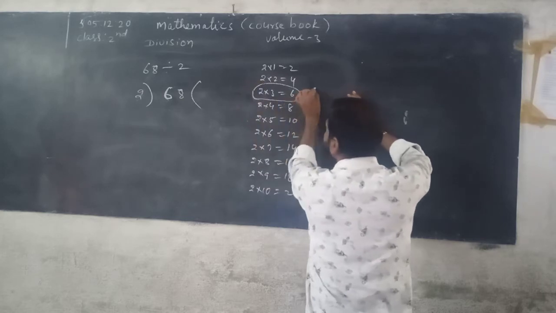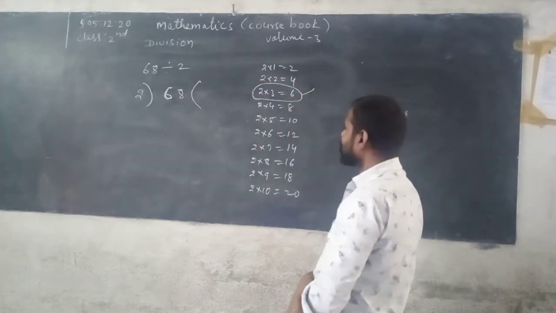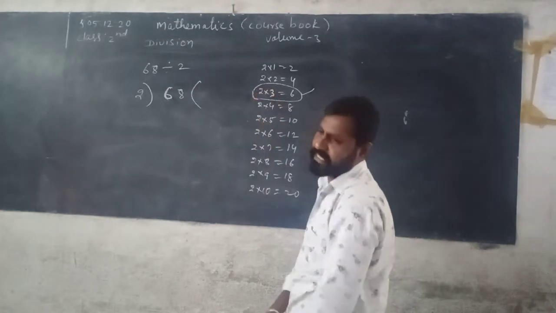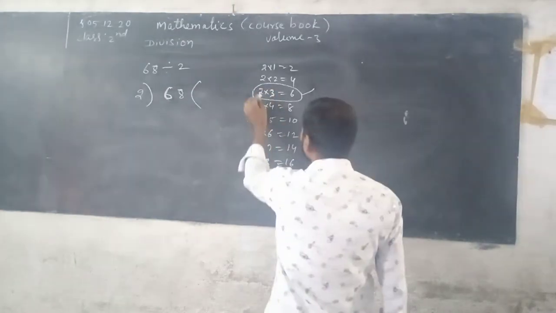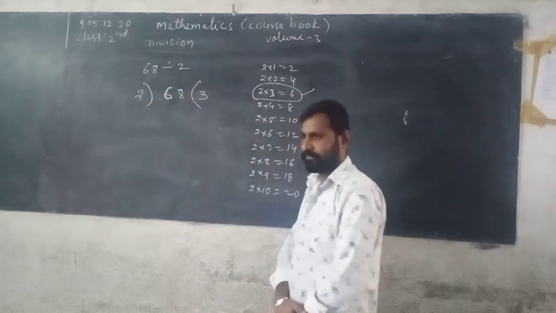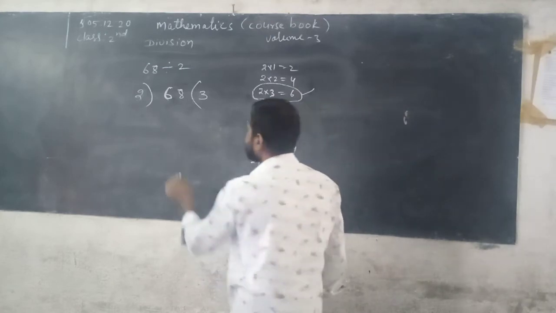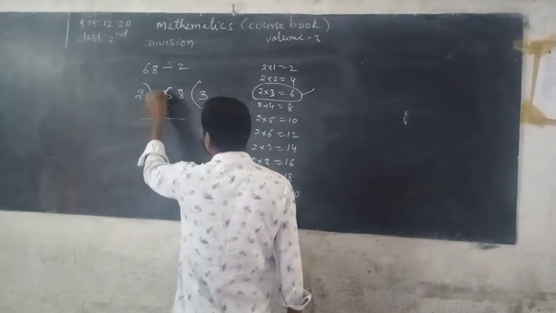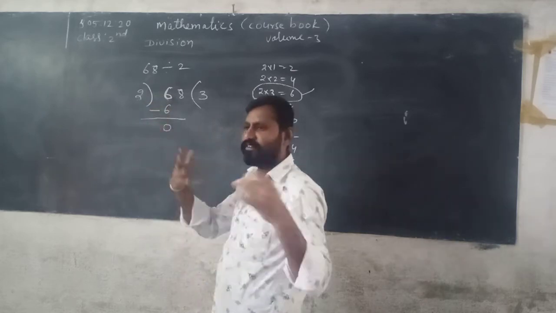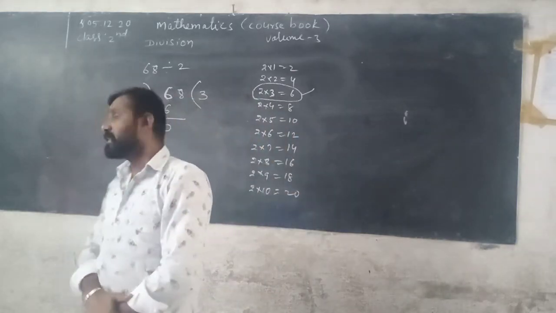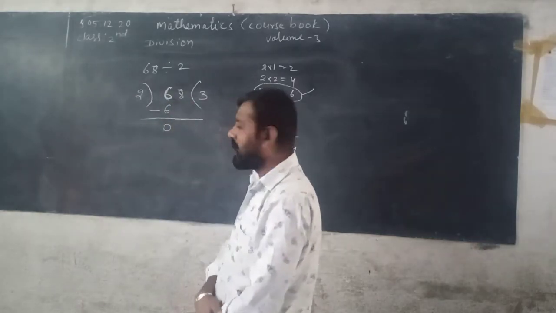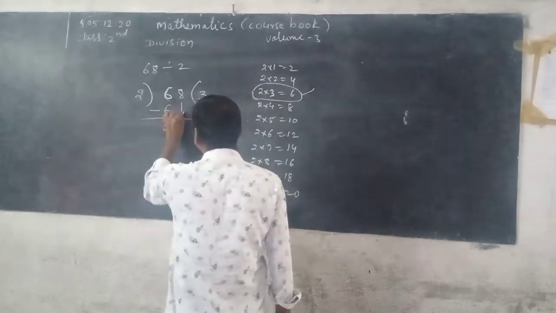2 3s are 6. Now you can write 3. 2 goes how many times? 3 times, you will get 6. So here 2 3s are 6, write 3 in the quotient. Then 6 is subtracted from 6. 6 minus 6 is 0. What do I have to do next? Next is 8. Where is 8? Then bring it down to the remainder.